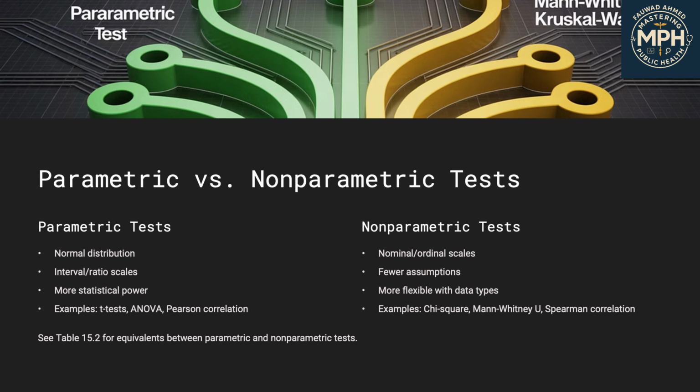Also decide whether to use parametric or nonparametric tests. Parametric tests assume normal distribution and are used for interval or ratio scales. Nonparametric tests are used when assumptions aren't met, such as with nominal or ordinal data. See Table 15.2 for common equivalents.